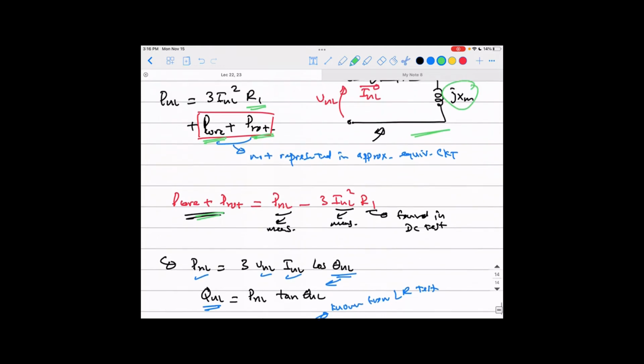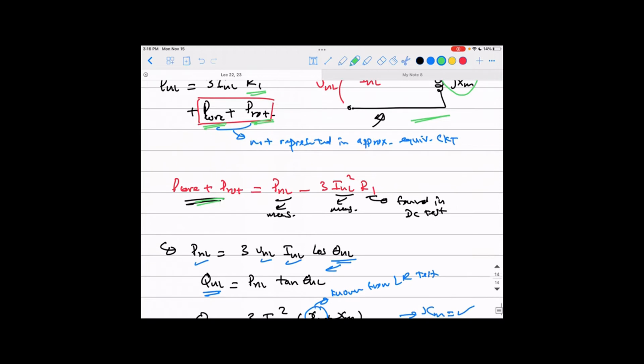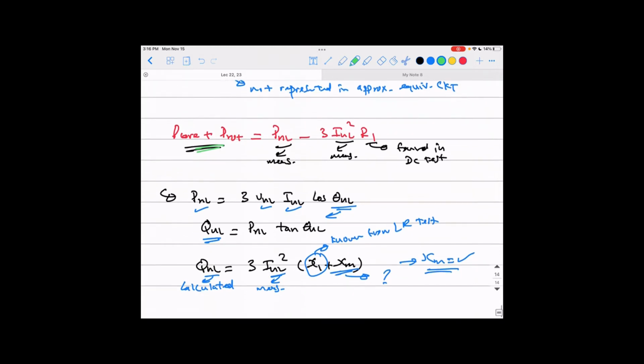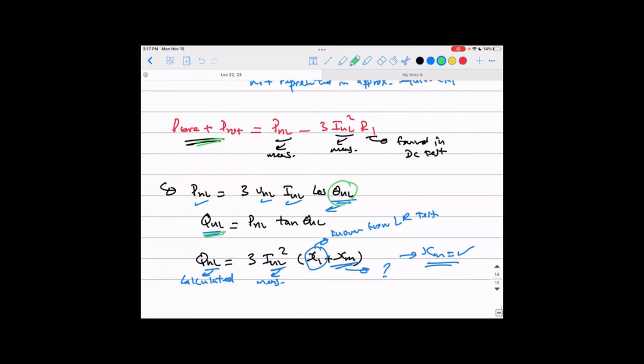That is the last equivalent circuit parameter we don't know, so we will go with our P, which is equal to P no load, equal to 3 V no load I no load cosine theta no load. Everything here is known except for theta no load, so you can find it and then use it to find Q no load. It will equal P no load tan theta no load.